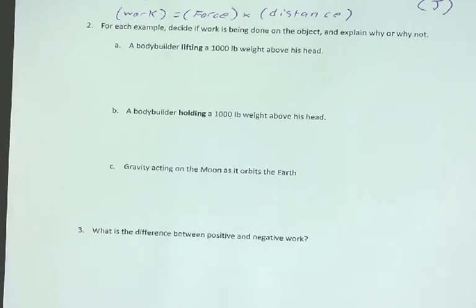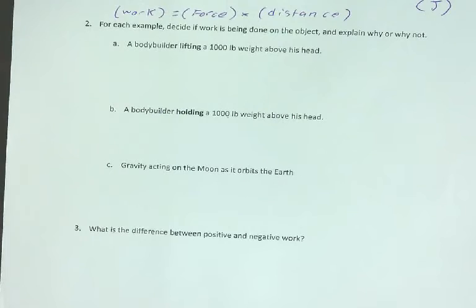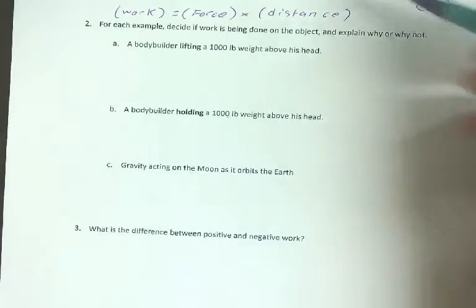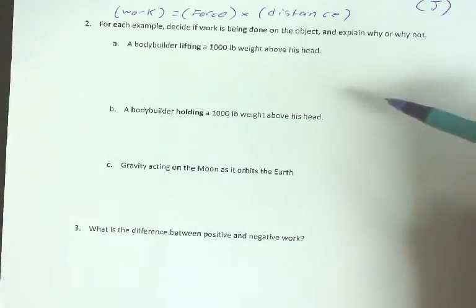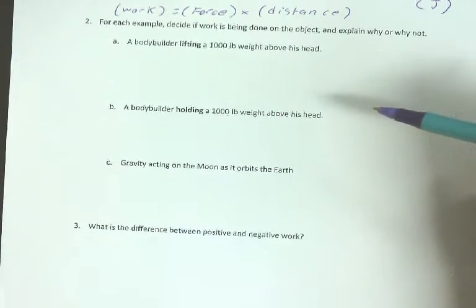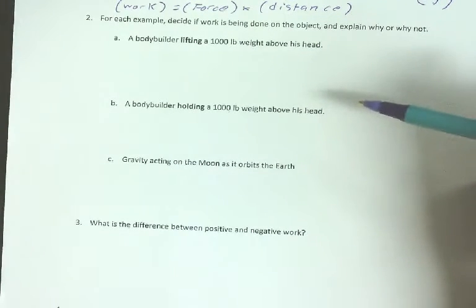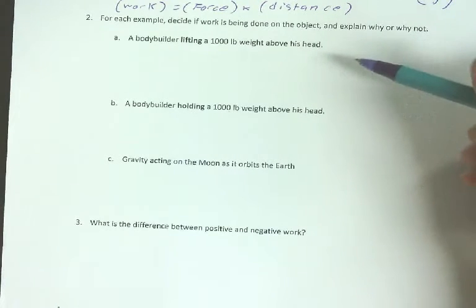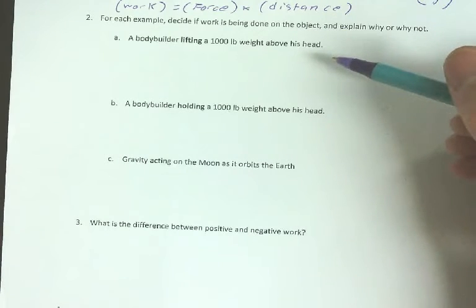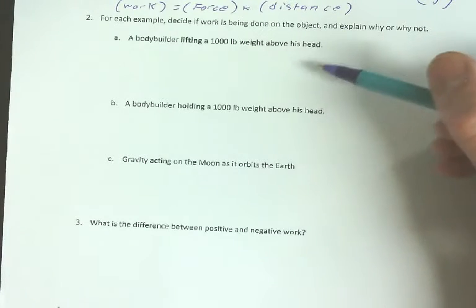I got 3 examples there. For each example, I want you to decide if work is being done on the object and tell me why or why not. So the first example, A. A bodybuilder lifts 1,000 pounds above his head. Is that doing work? In other words, do you think that changes an object's energy? And I know we haven't talked about energy yet, but energy is something an object has that work is done on. Do you think that stays the same, even though you don't really know what it is yet? Do you think that stays the same, or do you think that changes when he lifts it?